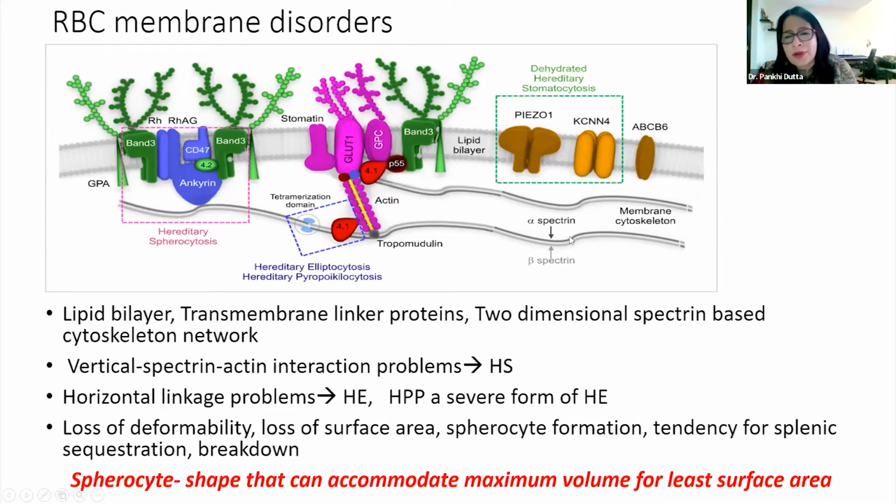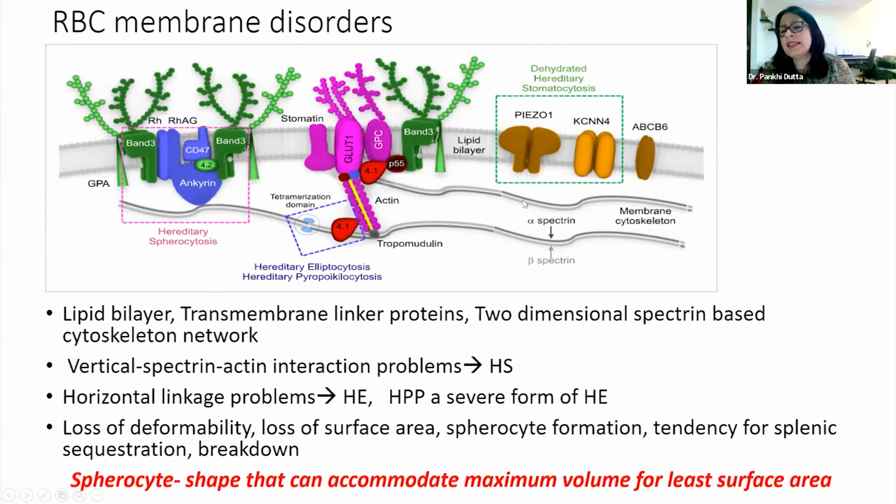While if there is a problem in interaction in the horizontal linkages, usually you get disorders like hereditary elliptocytosis, and a very severe form is hereditary pyropoikilocytosis. Besides this, there are certain channels which take care of the intracellular sodium and potassium. RBCs are very rich in potassium, and potassium content is much higher than outside the cell.